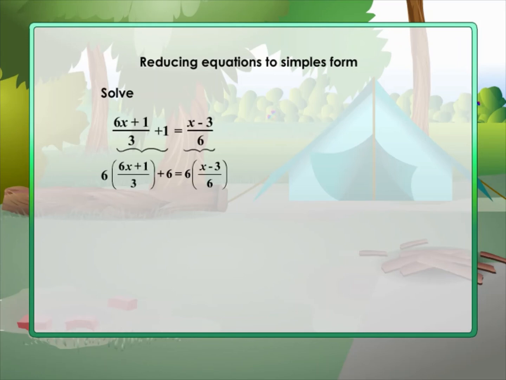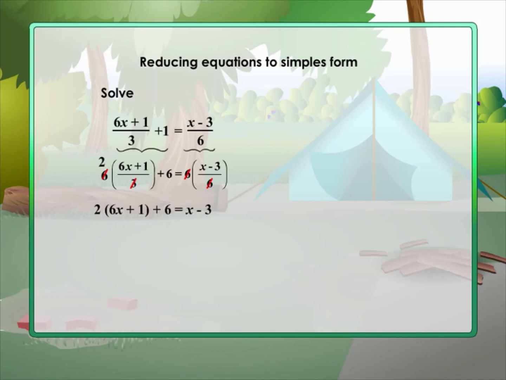Now 6 times (6x plus 1) divided by 3, plus 1, should be multiplied by 6. So it is 6, which is equal to 6 times (x minus 3) divided by 6. On the right-hand side, the numerator 6 can be cancelled by the denominator 6, and on the left-hand side, the denominator 3 can be cancelled by 6, 2 times.